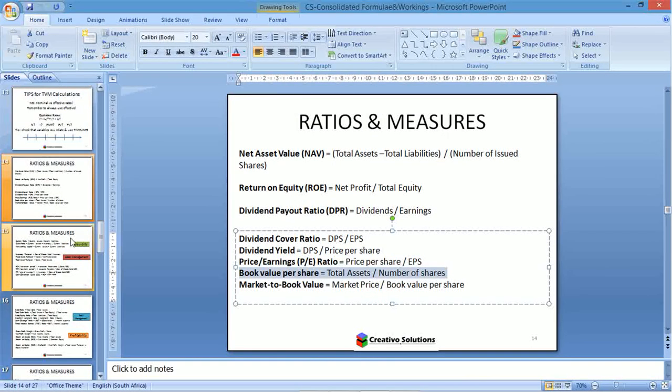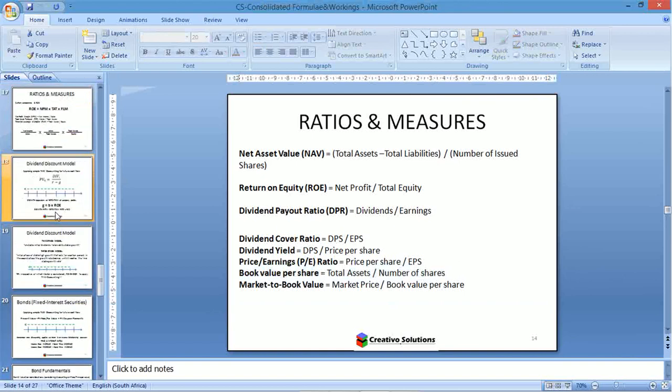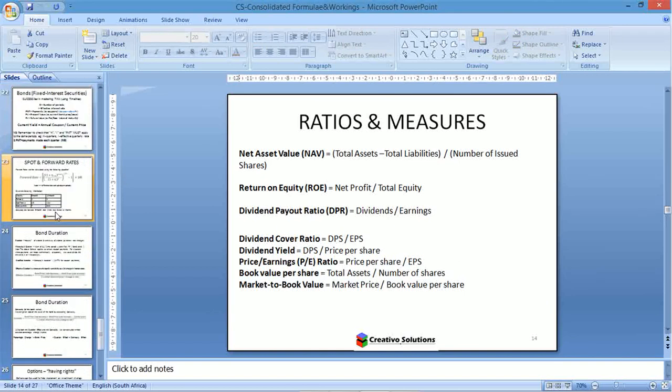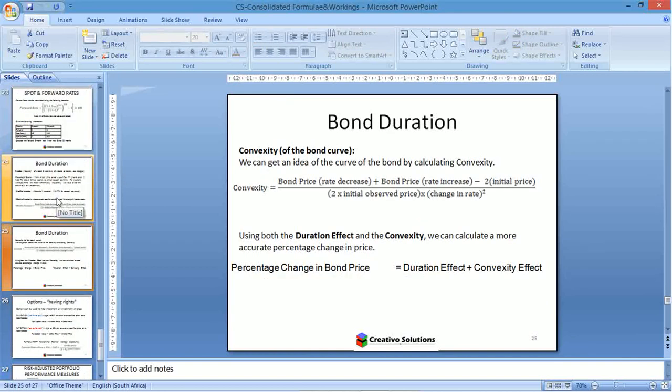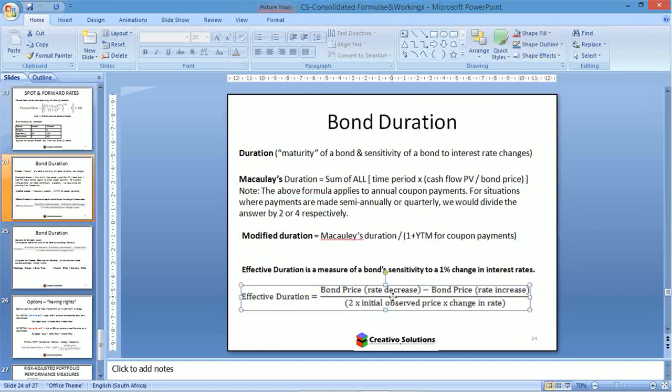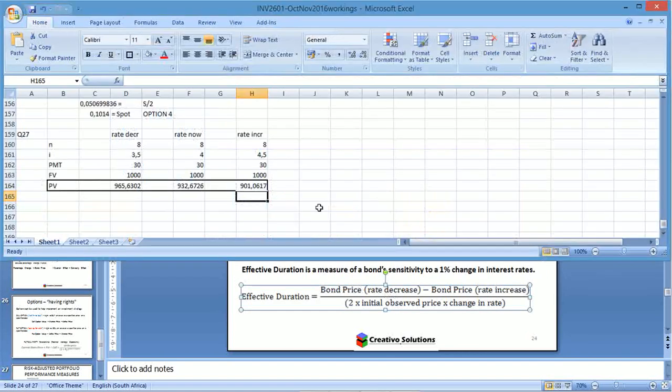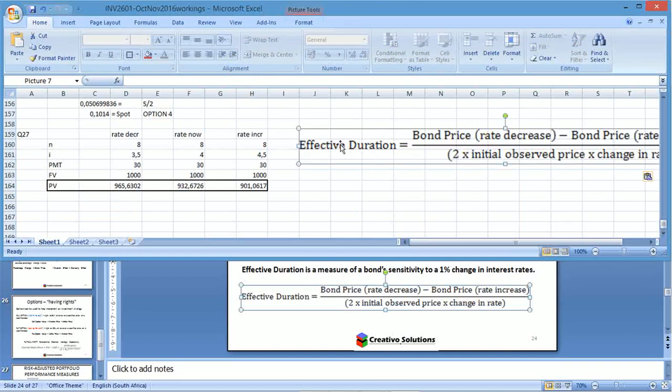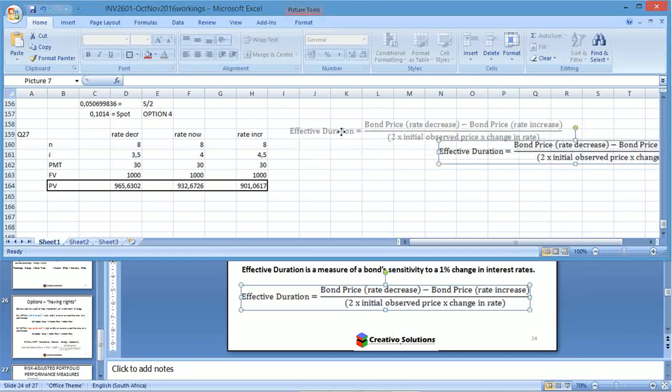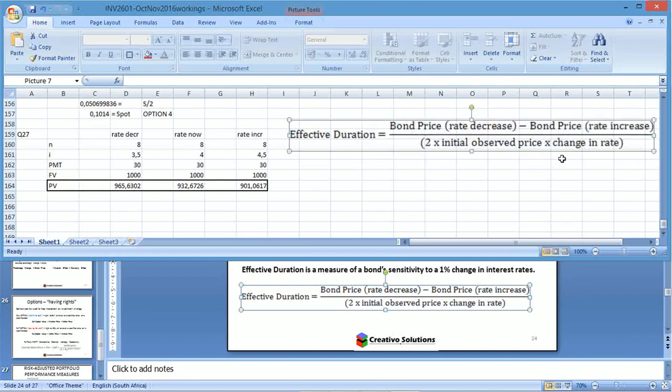Then I need to go to my notes and get the equation for duration. Convexity, effective duration, that's what I need. So that's what you would have to learn going into the exam. Make sure you know these equations.